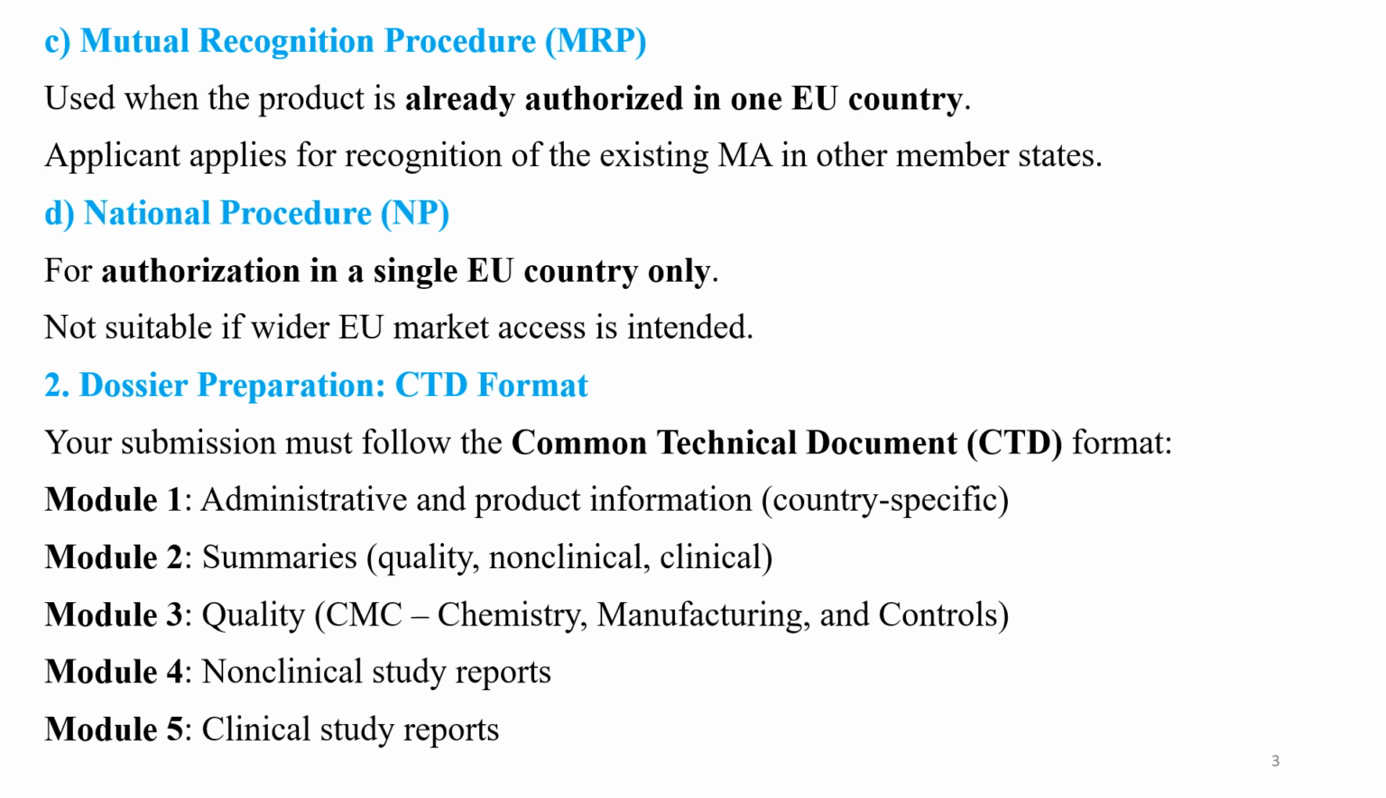Now let's see regarding the dossier preparation. As we know, CTD format is required for the dossier, and the ICH and EMA guidelines are there for the CTD. The submission should follow the common technical document format and it has 5 modules: Module 1, Module 2, Module 3, Module 4 and Module 5. Module 1 contains administrative and product information which is country specific. Module 2 includes the summaries for quality, non-clinical and clinical data.